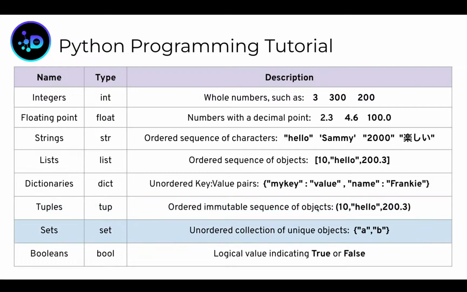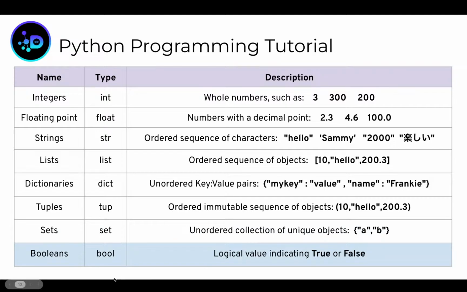So the next one is sets, right? Sets are an unordered collection of unique objects. So when you have a set data type, all of the values inside that set must be unique, right? And lastly, we also have booleans. A boolean is basically a true or false value, right? So for example, you can have a equals true, b equals false, and so on and so forth. So they are basically boolean values, true or false.